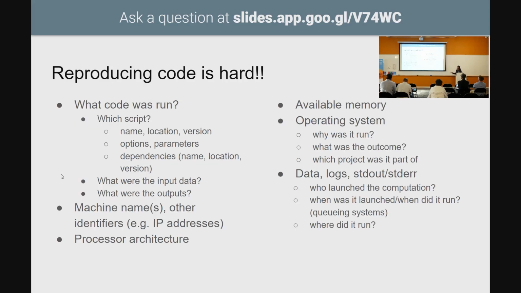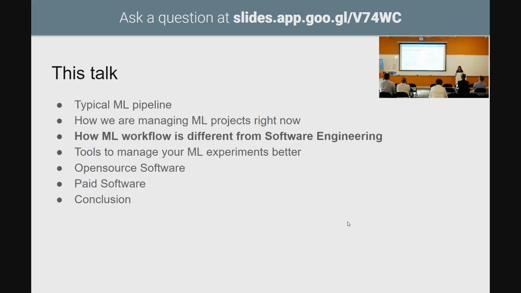So why? Because reproducibility is hard. It's not only dependent on code. There's code, and within the code you have scripts and names and versions and options and dependencies. You have the input data and the output, and then there are other things like machines, the processors, available memory and the operating system. It worked on Linux, but it's not working on Windows. It's not working on Mac. Data logs and outputs. Where did it run? When did it run? Who ran it? What was the purpose? And a lot of other things. So coming back to this, there is some kind of disconnect.